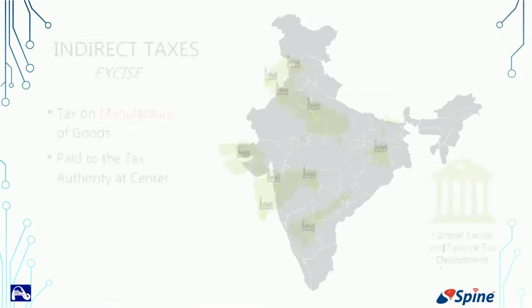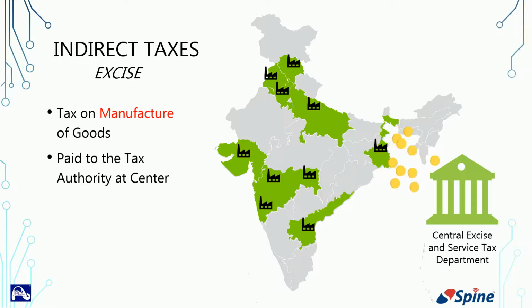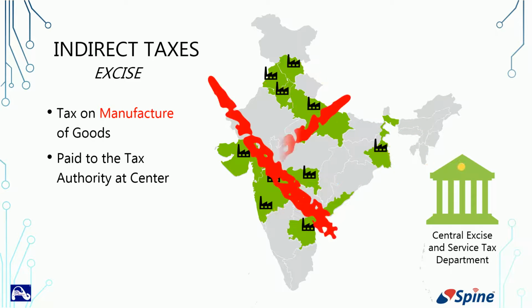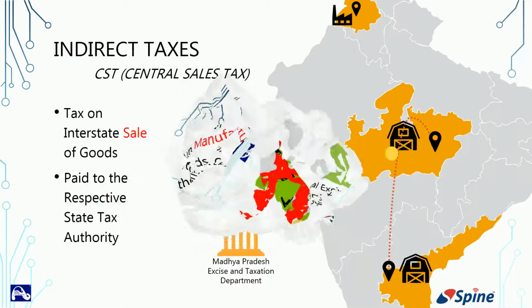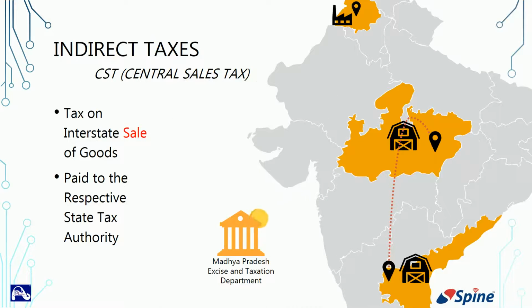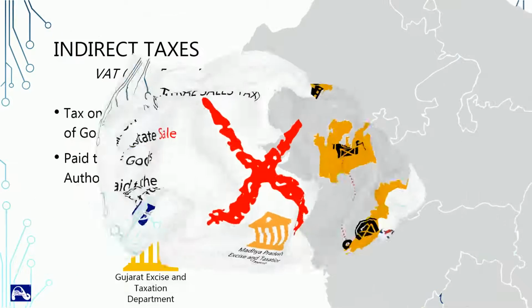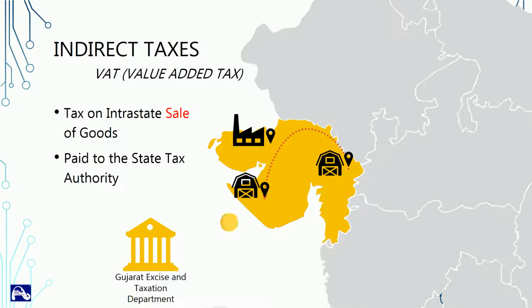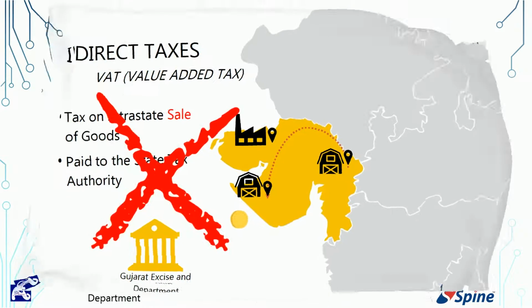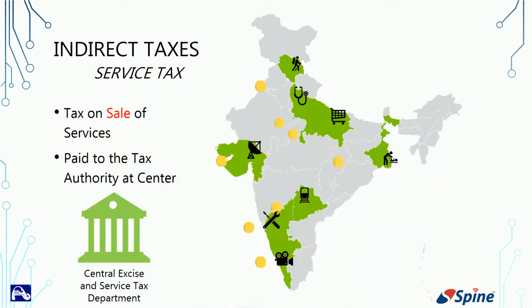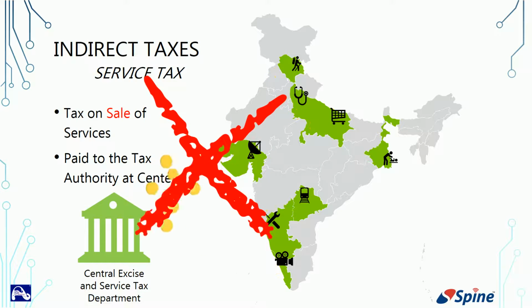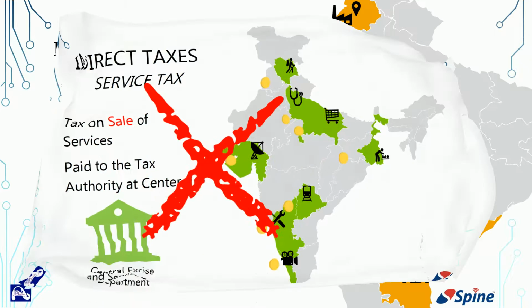Now, let's talk about our previous tax systems. Excise was a tax on manufacture. Manufacture is no term in GST. So, this goes off. CST was the tax levied on interstate sale of goods. Sale is no term in GST. So, this also goes off. VAT was levied on intrastate sale of goods. Again, sale is no term in GST. So, this goes off. Finally, service tax was on sale of services. Since there is no term as sales in GST, this also goes off.